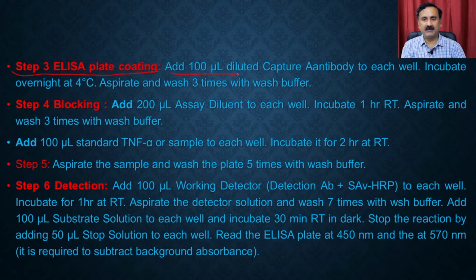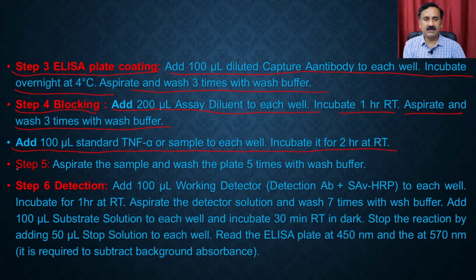Then in step 3, you are going to do the coating. Add 100 microliter of diluted capture antibody to each well. Incubate the capture overnight at 4 degrees, aspirate and wash 3 times in the wash buffer. Then step 4, you are going to do the blocking. Add 200 microliter of acid diluent to each well, incubate for 1 hour at room temperature, aspirate and wash 3 times in the wash buffer. Then add 100 microliter of standard TNF-alpha sample to each well and incubate for 2 hours at room temperature. In step 5, you aspirate the sample and wash the plate 5 times in the wash buffer.